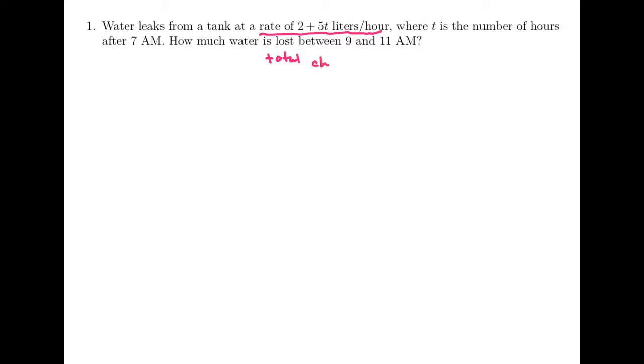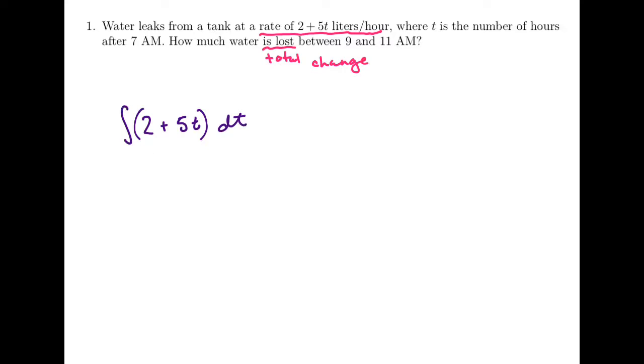So this is a hint that we're going to need to set up a definite integral, and we want to take the definite integral of the rate. The only thing we need to figure out is what our limits of integration are. Actually, what you first want to notice is what your variable is. T, it's time. If this is time, then the limits of integration will be times. So from 9 to 11.